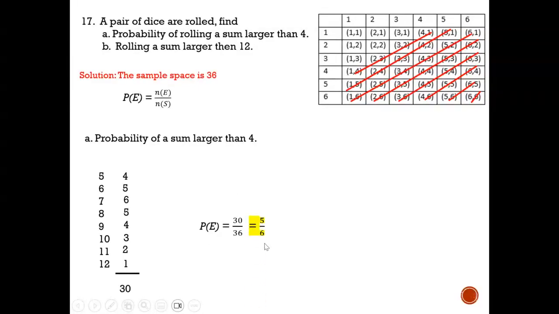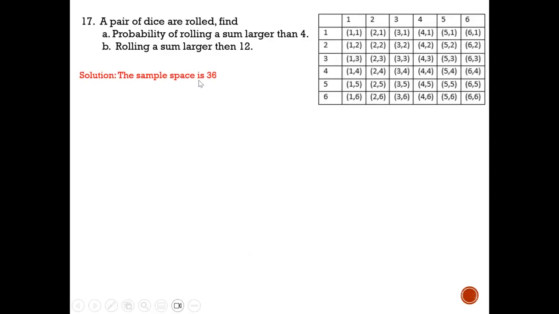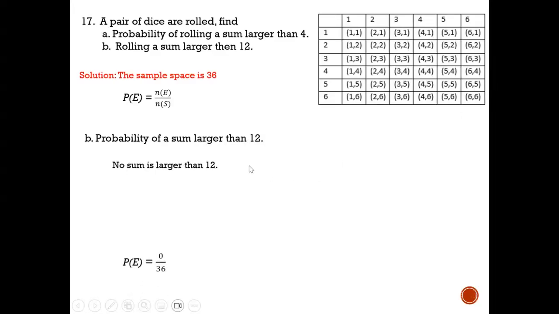The answer will be 5 over 6. You simplify. Now for B part, rolling a sum larger than 12. Right? My sample space is 36. But if you notice, guys, for a sum larger than 12, there's nothing larger than 12, because the biggest number when you add the 2 dice is 12. So it's going to be 0 over 36, but the chance will be 0. There's no way you can get a sum more than 12. The answer is 0. Okay.